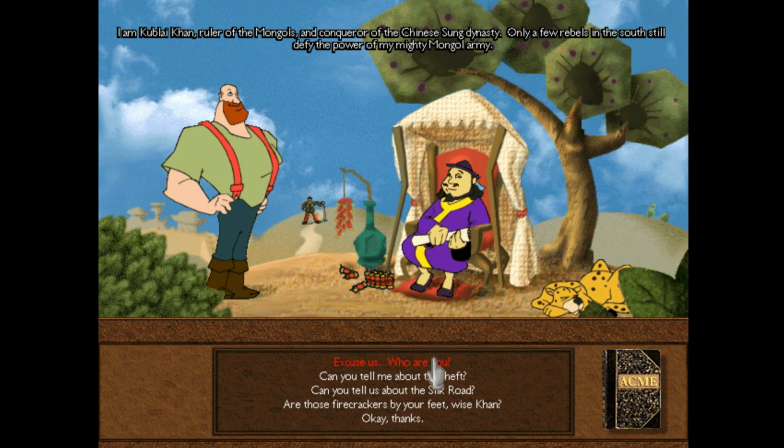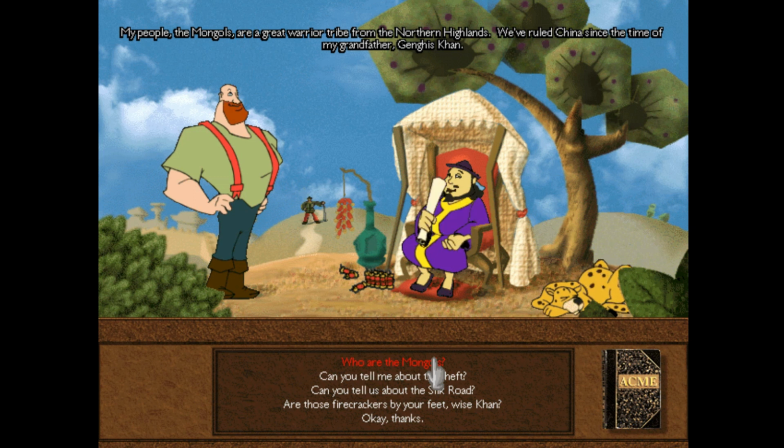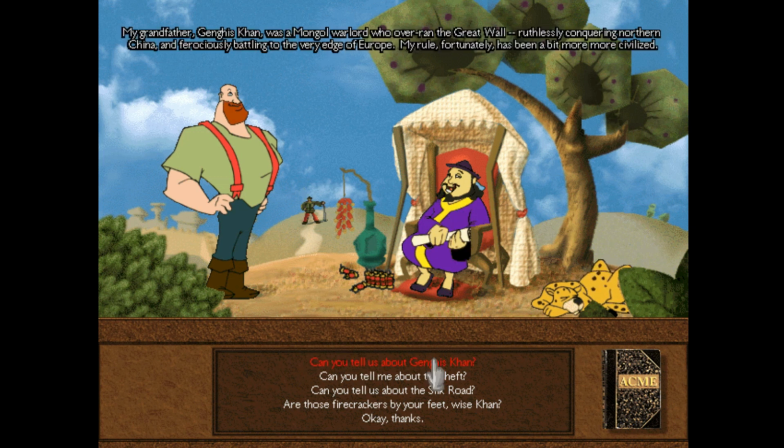I am Kublai Khan, ruler of the Mongols and conqueror of the Chinese Sung dynasty. Only a few rebels in the south still defy the power of my mighty Mongol army. My people, the Mongols, are a great warrior tribe from the northern highlands. We've ruled China since the time of my grandfather, Genghis Khan. My grandfather, Genghis Khan, was a Mongol warlord who overran the Great Wall, ruthlessly conquering northern China and ferociously battling to the very edge of Europe. My rule, fortunately, has been a bit more civilized.